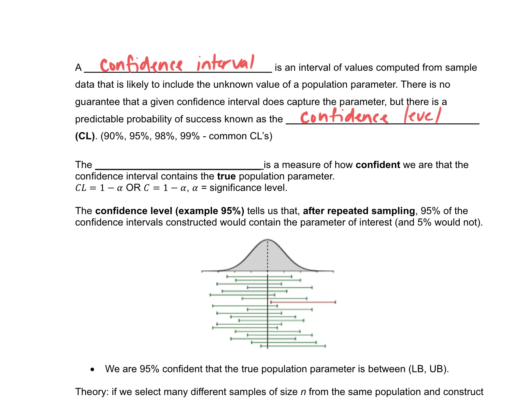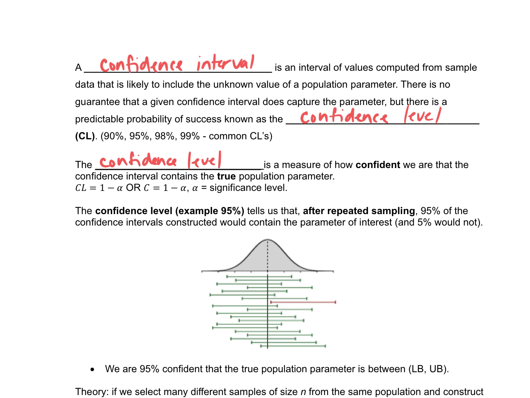So the confidence level is a measure of how confident we are that the confidence interval contains the true population parameter. So if your significance level is alpha, 5%, then your confidence level would be 1 minus that. So 95%, okay? This tells us, after repeated sampling, 95% of the confidence intervals constructed would contain the parameter of interest, and 5% would not.